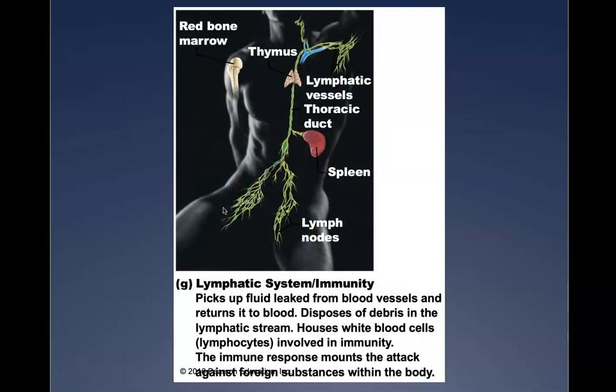And then the lymphatic system and the immune system go hand in hand. The lymphatic system is going to pick up the excess fluid in your tissues, okay, that was leaked from your blood vessels, and return it back to the venous system, okay? And as it does that, it's going to move through things like lymph nodes, where you can do some immune surveillance. So it's going to house things like our white blood cells that are involved in immunity. And again, that will help us to mount that attack from the immune system, the immune response.